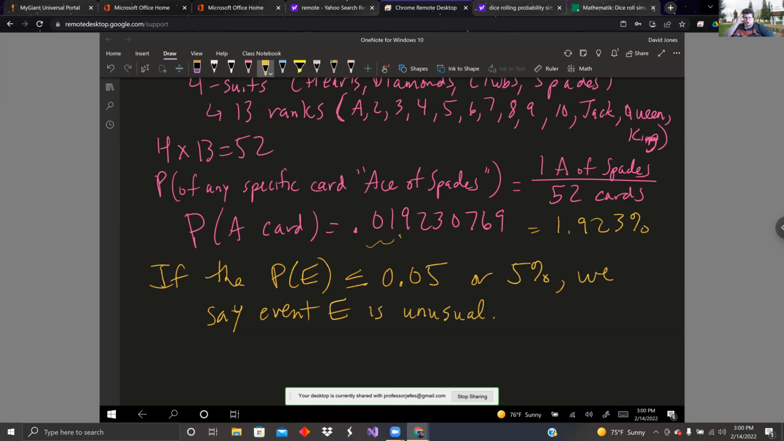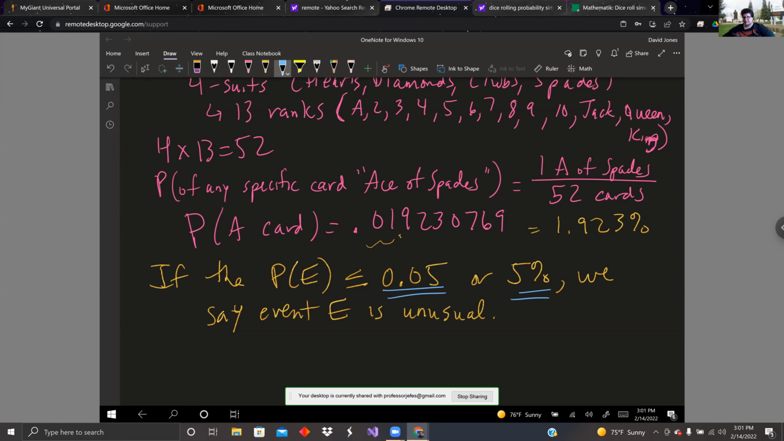5% is not a hard and fast rule. Sometimes we go lower, sometimes we go higher, but a general good rule of thumb is 5%. And the problems in the computer homework are going to assume that. They'll have you check for values that are below 0.05.